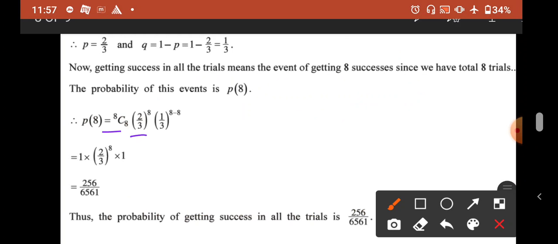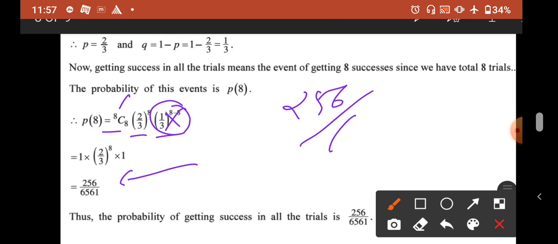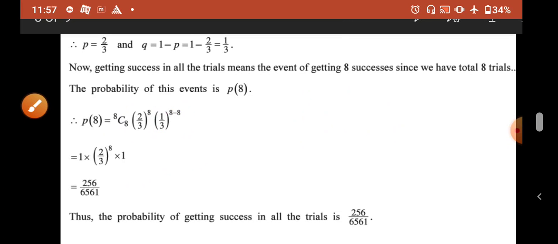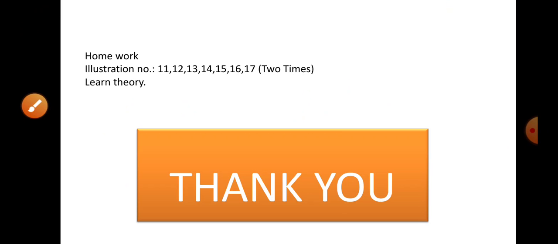8C8, 2 by 3 power 8, 1 by 3 power 8 minus 8, that is 0. So that becomes 0, its value is 1, and its value is 1. So finally the answer is 256 by 6561. 256 by 6561. So hopefully it is clear to you. So that's all for today.